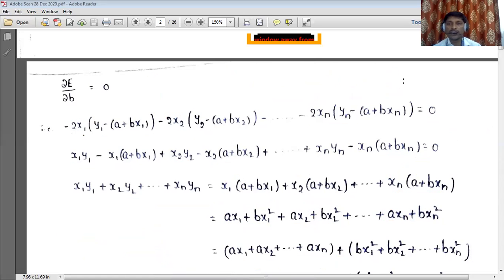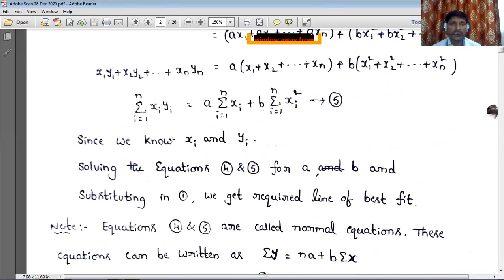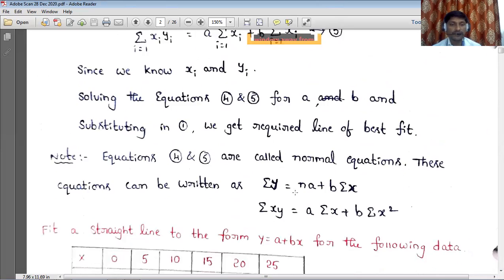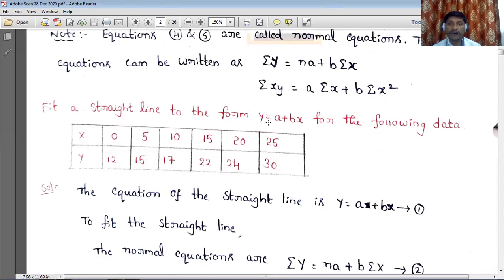Deriving the normal equations to fit a straight line is also very important. By solving the equations we get the required line of best fit. It is very important: if you understand one problem, then you can easily do any problem. See the first one: fit a straight line of the form y is equal to a plus bx for the following data. Here they only mention the form, y is equal to a plus bx.